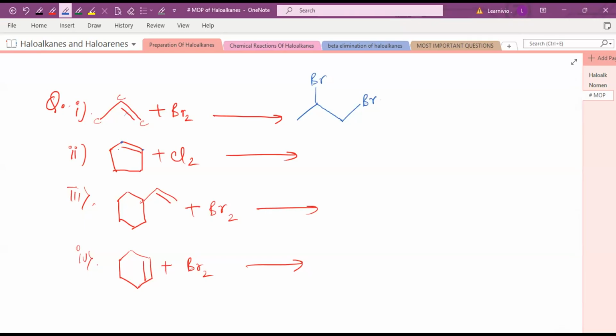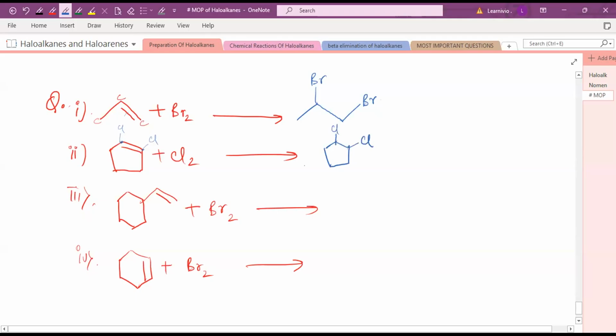Ma'am, the bond will break and will add the chlorine there. Yeah. Here one chlorine and here one chlorine. Yes, ma'am. So this will be your final answer.